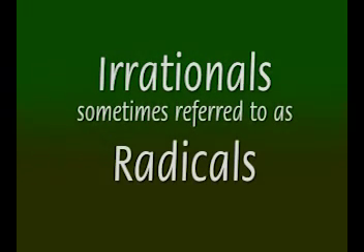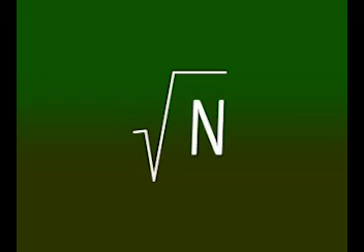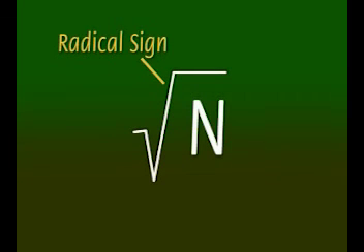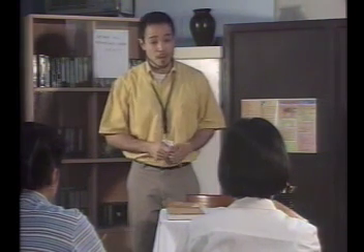Irrational numbers are sometimes referred to as radicals. They are written with a radical sign. An irrational number, when written, has these parts. This is called the radical sign. n is the radicand. It is the number under the radical sign. The index is indicated by a small number on the top left of the radical sign. If there is no number there, it is understood to be 2.